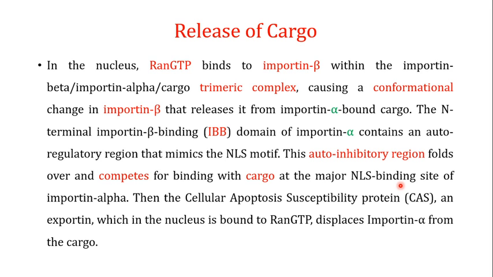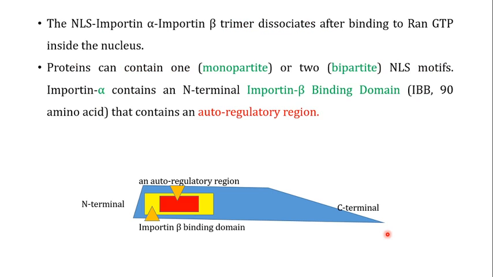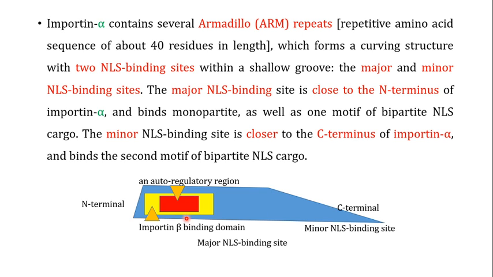What happens next is that the cellular apoptosis susceptibility protein, which is actually an importin in the nucleus, bound to RAN-GTP, displaces the importin-α from the cargo. So if I get you back over here, initially there is the importin-β binding domain over here, which means this autoregulatory region will be blocked. When this autoregulatory region is blocked, it cannot perform its action.